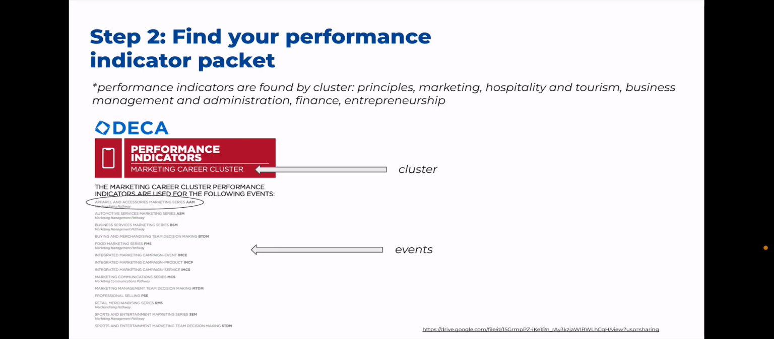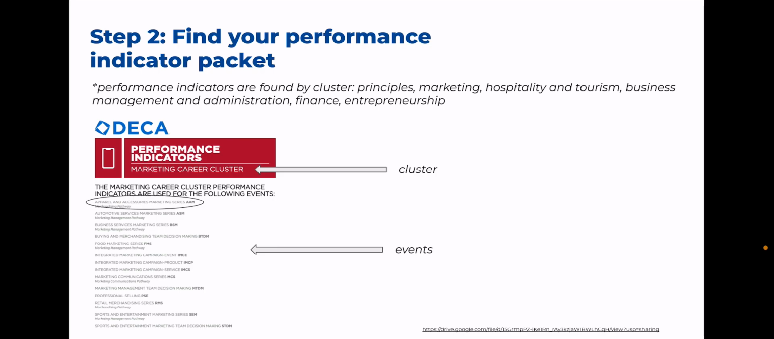Next, you're going to find your performance indicator packet. These packets are found by career cluster, so principals, marketing, hospitality and tourism, business management and administration, finance, and entrepreneurship. By this point, you hopefully know what career cluster your event is in. For example, apparel and accessories marketing is under the marketing cluster. Restaurant and food service management is under the hospitality and tourism cluster.